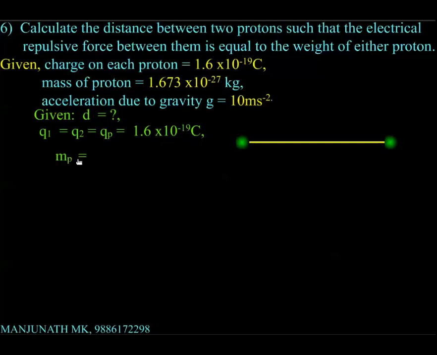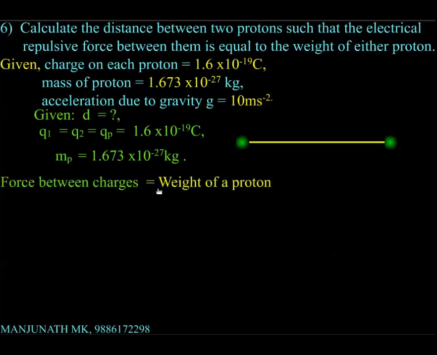So now mass of proton is given. This is equal to 1.673 into 10 to the power of minus 27 kg. And now according to this problem, electrical repulsive force between them, means two protons, is equal to weight of either proton. Either means any one of the proton. So force between charges is equal to weight of a proton. This electrostatic force is represented by F and weight is given by mg.